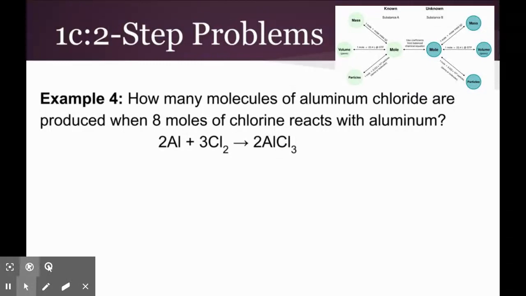All right, and our last example problem says how many molecules of aluminum chloride are produced when 8 moles of chlorine react with aluminum. So our starting information is moles of chlorine, and we want to go to molecules of aluminum chloride. So step 1 is to go from moles of chlorine to moles of aluminum chloride. Step 2 is to go from moles to molecules of aluminum chloride. So write your given information.